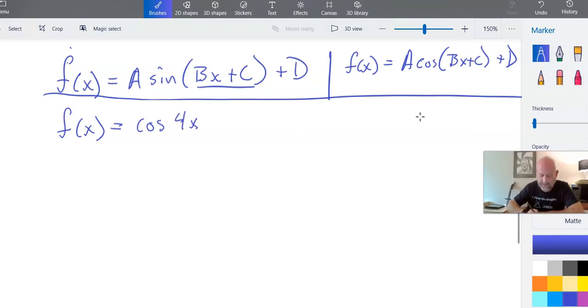Okay, so go ahead and pause here. Figure out what the period is. Figure out how to break it into quarters. And then graph your cosine. So go ahead and pause it.